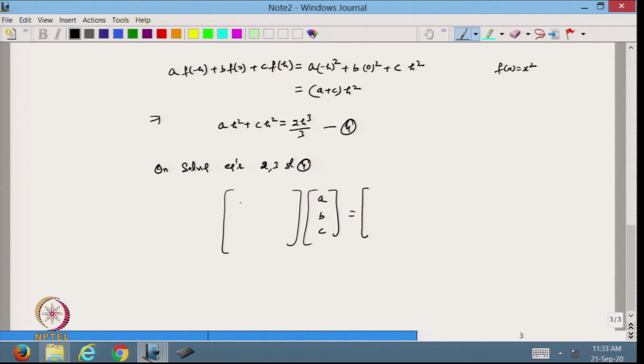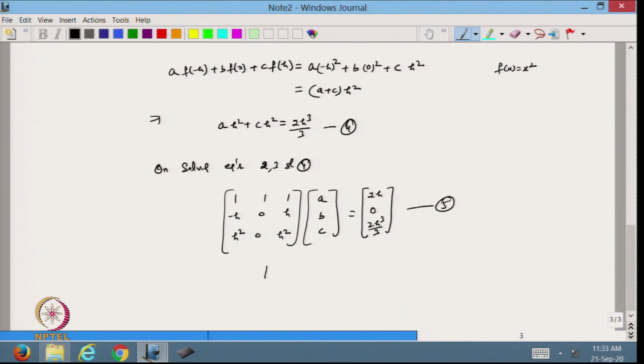If I get a, b, c, then this value will be 1, 1, 1 here, because the first equation was a plus b plus c, that is equal to 2h. Then the next one was minus h, 0, and h, and that was equal to 0. And the last one, I call it h square, 0, and this is also h square, because a h square plus c h square is equal to 2 h cube by 3. So, this is the equation number 5.